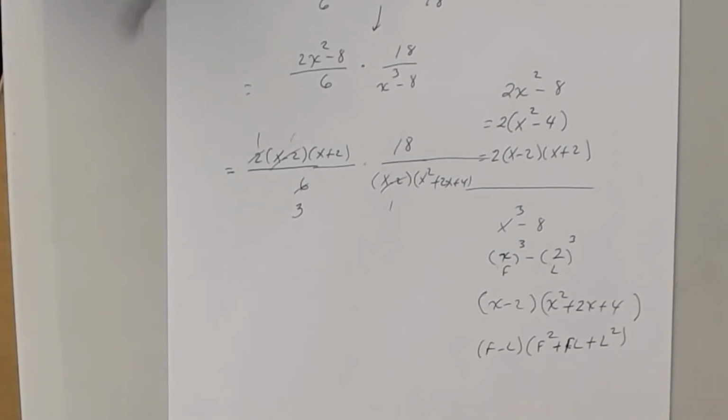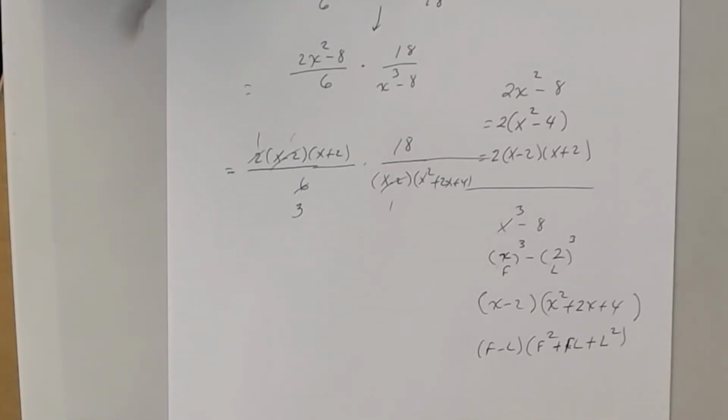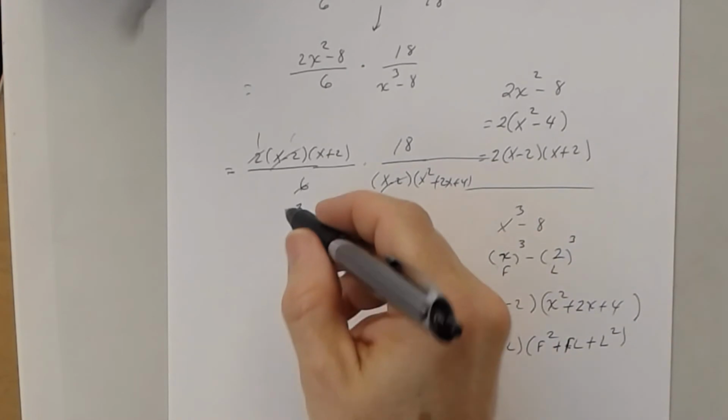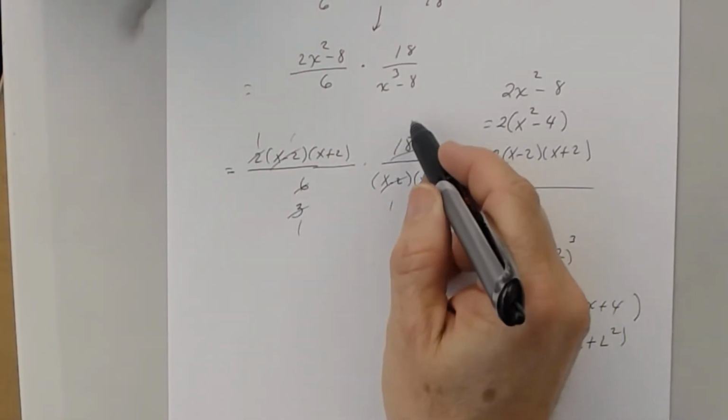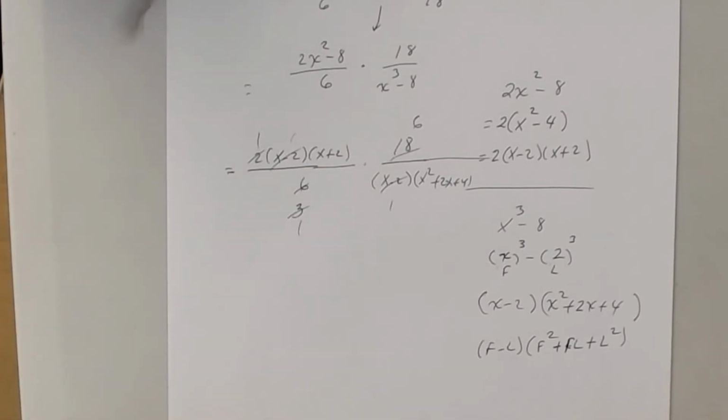The next factor you see is x plus 2. Is there an x plus 2 as a factor in the denominator? No. The next factor you see is 18. Can 18 be reduced with a factor in the denominator? Yes. To 3. 3 and 3 is 1. 3 and 18 is 6. And that's all I can do with regards to reducing.